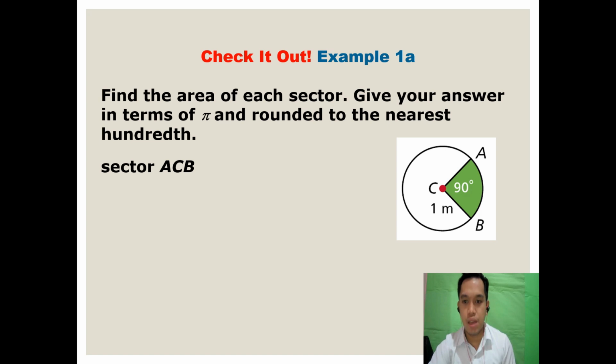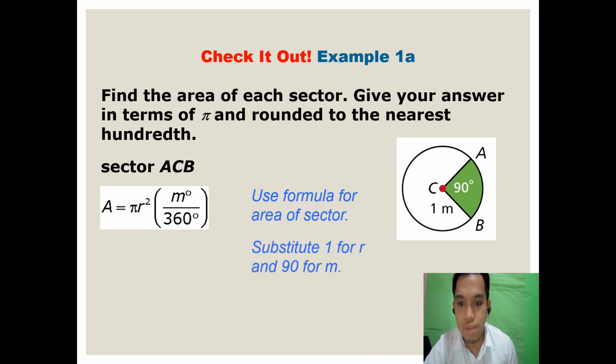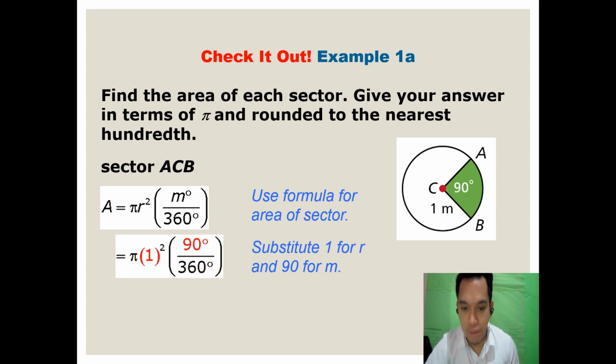Find the area of each sector and give your answer in terms of pi and rounded to the nearest hundredth. So we have sector ACB, in which the value of r is 1 meter and the value of m, which is the central angle, is 90 degrees. So use the formula for area of sector. A equals pi r squared times the quantity of m degrees over 360 degrees. So substitute 1 for r and 90 for m. Ayan, so that will become pi times 1 squared times 90 degrees over 360 degrees.